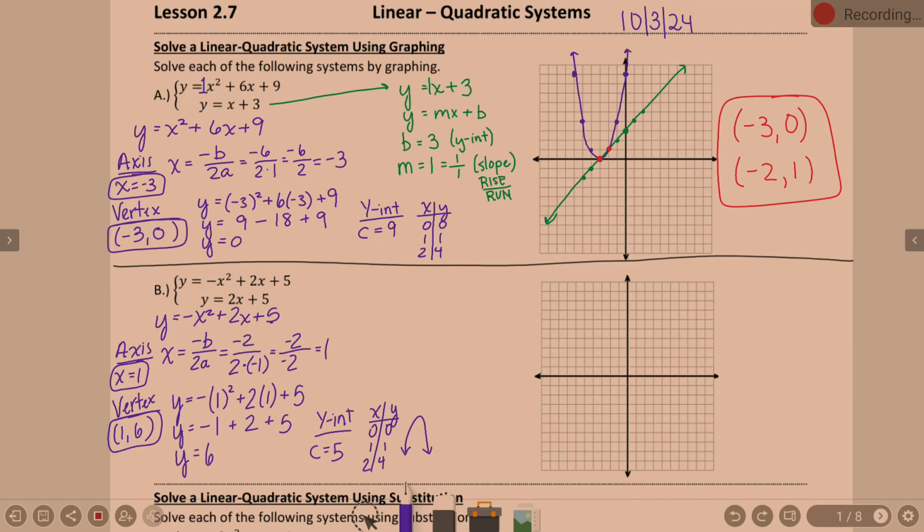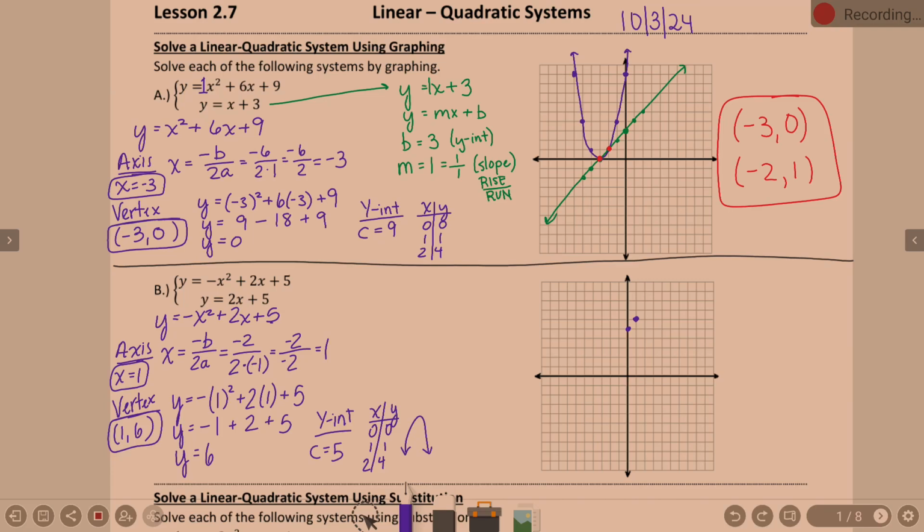1, 6. So you went right 1, up 6. And then you could look at the y-intercept. A y-intercept of 5 is what? Right beside it there. Over 1, it's right there.